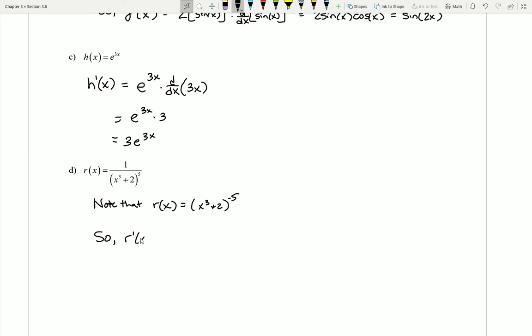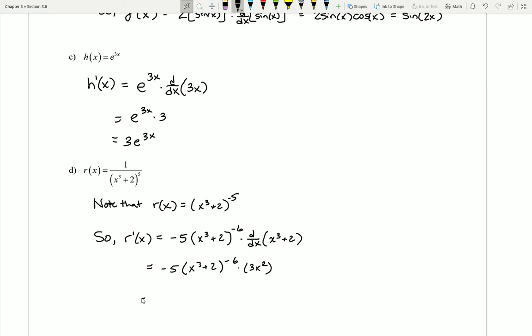I could see that r prime of x, again, looks like stuff to the negative 5th power. And so I can take that derivative by using the power rule. I'm going to do negative 5 times stuff to the negative 6, and then look at the stuff. It's not just an x, so I'll follow up with its derivative. And its derivative here, of course, is going to be a rather simple one. I'm going to end up with, for that derivative, a 3x squared.